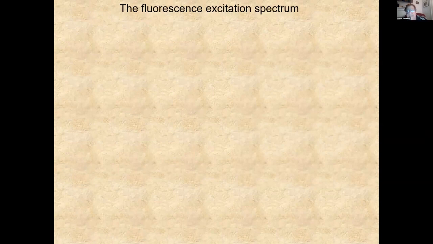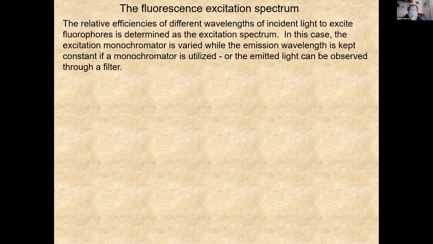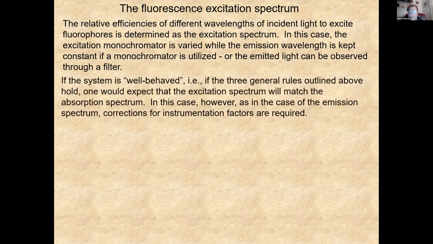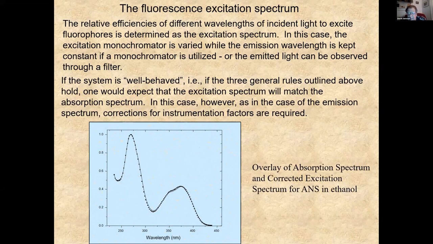So let's talk first about the excitation spectrum. So here we're looking at the relative efficiencies of different wavelengths of incident light to excite the fluorophores. So you keep the emission wavelength fixed and you change the excitation. Now, if the system is well behaved, these general rules would hold, and the excitation spectrum will match the absorption spectrum, although you do have to do corrections. So here's an example. This is an overlay of the absorption spectrum and the excitation spectrum for ANS in ethanol. And we see they're a very, very good match.